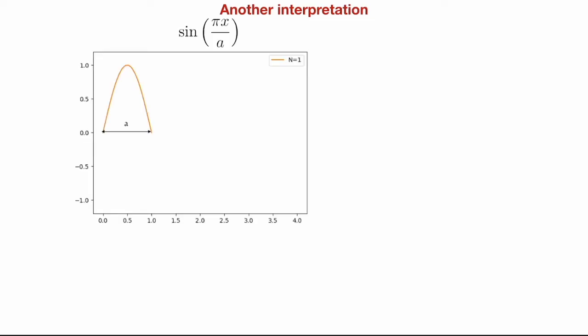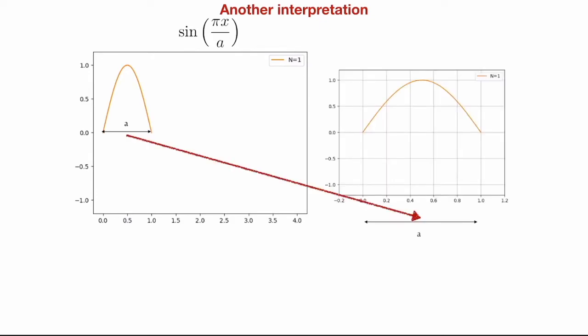Now, there is an alternative interpretation of this. Let's look at the function sine pi x by a only. Now let's take only one cycle. If we take only one cycle, it would start from x is equal to 0, and then go all the way till x is equal to 1. So this is our interval, and then we take this interval and map it to an interval from 0 to 1.